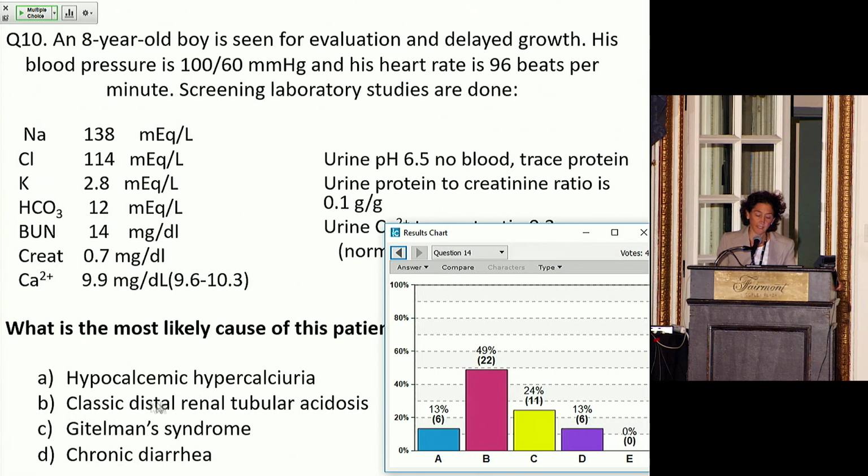This is the classic distal RTA. It's not Gitelman's because Gitelman's causes a metabolic alkalosis. And I don't think it could be chronic diarrhea because the urine pH should be lower then. So we have to blame the kidney. And so this is the classic distal RTA.